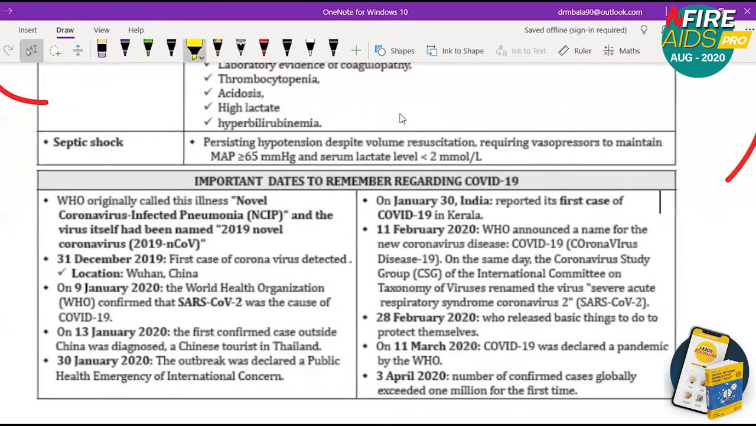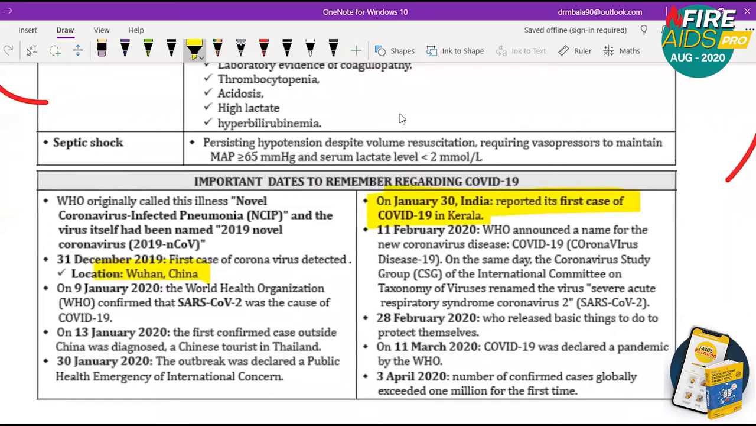So you need to know the date. I think we all know it started in Wuhan, China, but the date that I would focus more on is this. The first case of COVID-19 was reported in Kerala. The date is January 30. So in this entire table, you will have to read all the dates, but this date I'm going to focus more on. And then on 11th March 2020, COVID-19 was declared a pandemic by WHO. I think these two are very, very essential in this table.